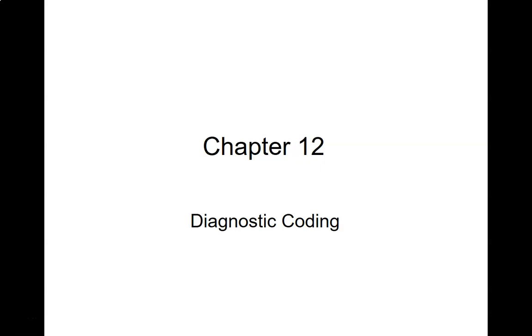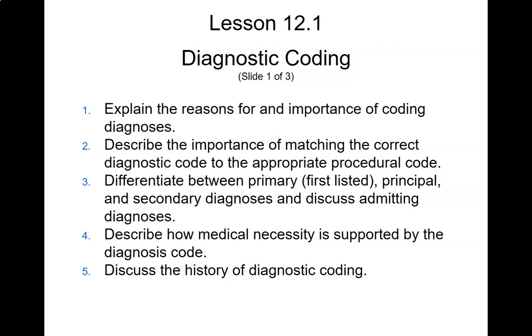Chapter 12, Diagnostic Coding. Objectives for Lesson 12: 1. Explain the reasons for and the importance of coding diagnoses. 2. Describe the importance of matching the correct diagnostic code to the appropriate procedural code. 3. Differentiate between primary, which is the first listed, principal, and secondary diagnoses as discussed in meeting diagnoses.